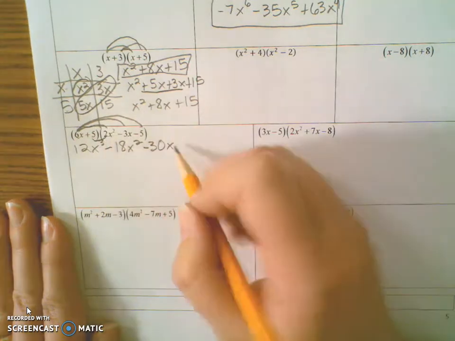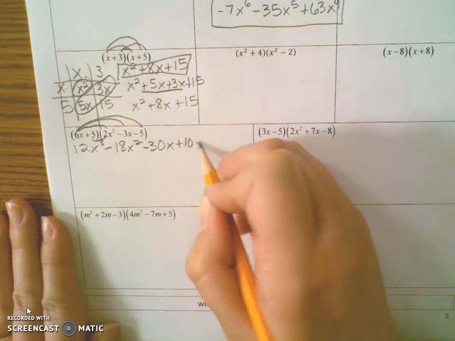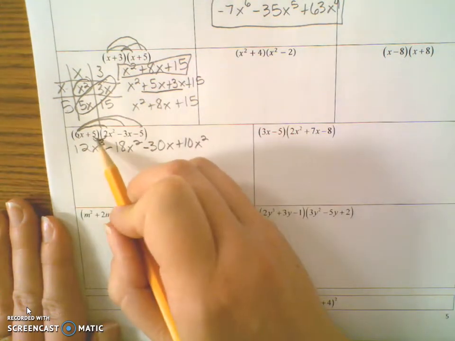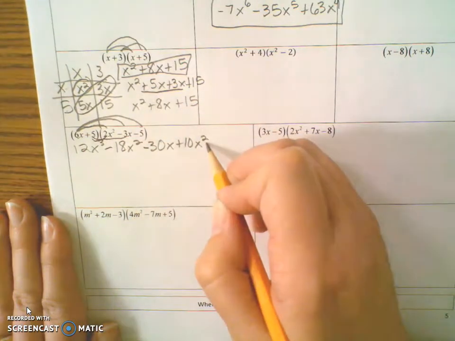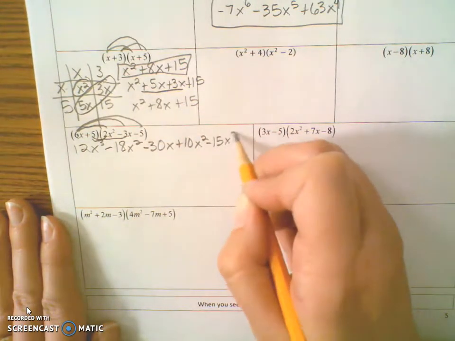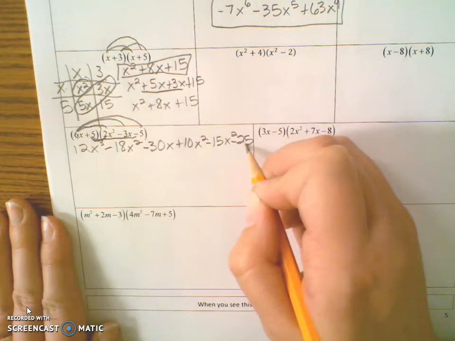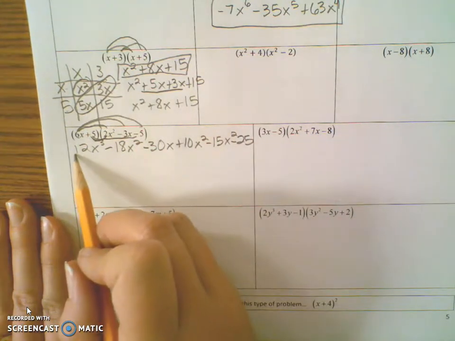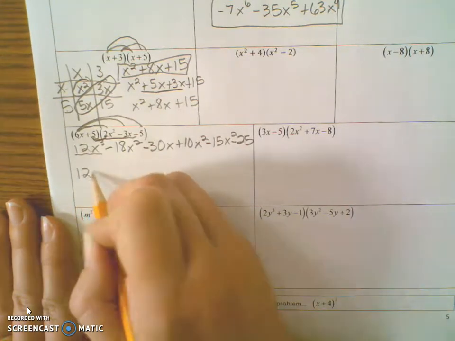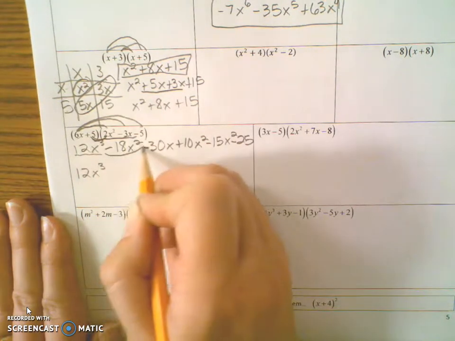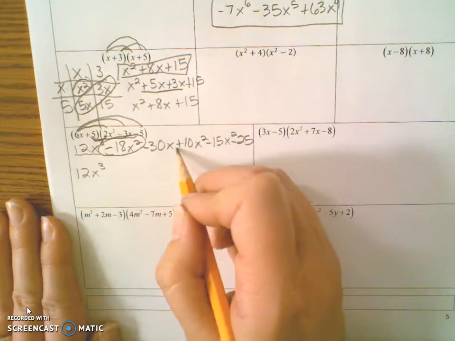5 times 2x squared is positive 10x squared. 5 times negative 3x is negative 15x squared. 5 times negative 5 is negative 25. And then I'm just going to combine my like terms. There's no other like term with that, so 12x to the third. My squared terms.